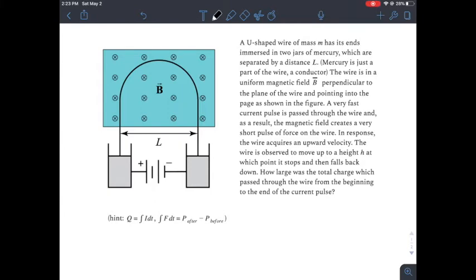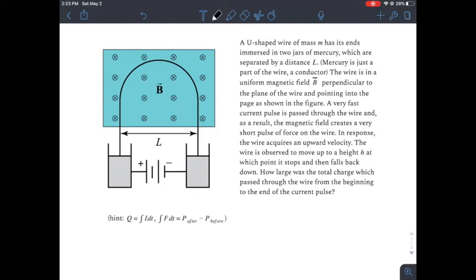So today we have a U-shaped wire of mass m, has its ends immersed into two jars of mercury, which are separated by a distance L. Mercury is just a part of the wire conductor. The wire is in a uniform magnetic field, B vector, perpendicular to the plane of the wire and pointing into the plane of the page as shown in the figure.